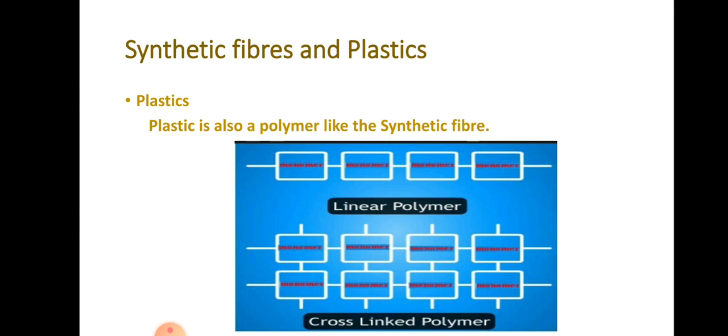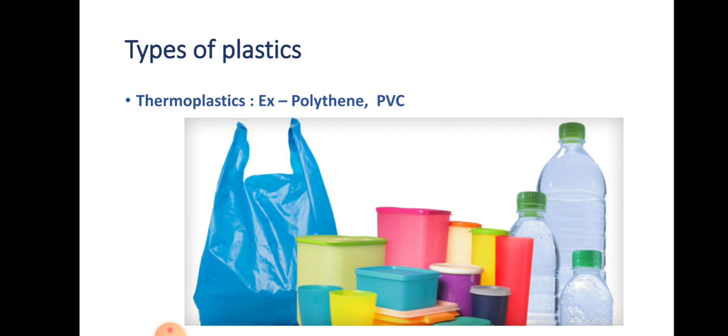Next one, types of plastics. There are mainly two major types of plastics. One is thermoplastics and another one is thermosetting plastics. Okay, what do thermoplastics mean? You can observe that in your home some plastic materials will bend easily, and some plastic articles will break when you apply force to them.